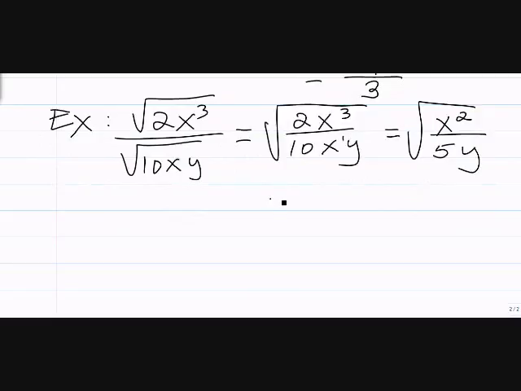Okay. So now I separate them back out. This is the square root of x squared divided by the square root of 5y. The square root of x squared is x, and we are not worried about putting the absolute values on these because our instructions from here on out are going to be assume all variables are greater than 0. Otherwise we would want to put the absolute value around the x.